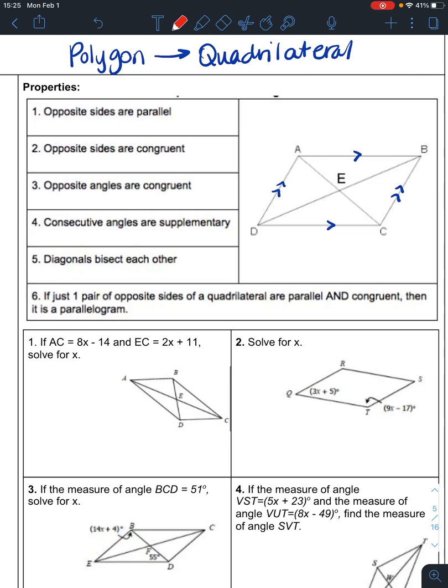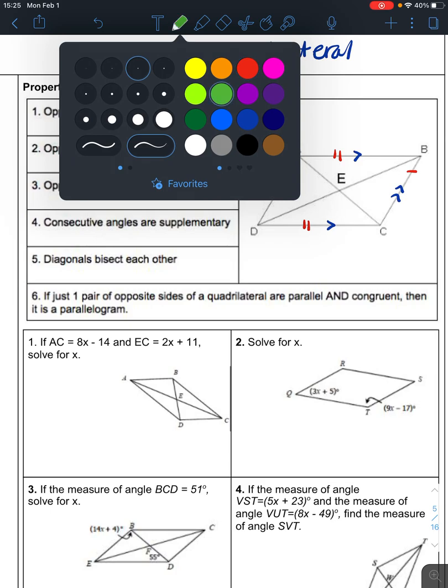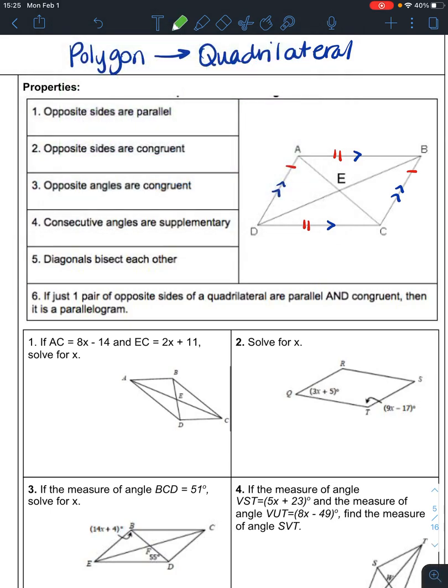Not only that, but both pairs of opposite sides are going to be congruent. Remember that marking is a little bit different. It's those hash marks. I just put them kind of out of the way so they're not in the way of the parallel markings. But both of your pairs of opposite sides are going to be congruent. All right, so then another thing that happens is that your opposite angles are going to be congruent. So angle D is going to be congruent to angle B, and angle A is going to be congruent to angle C.